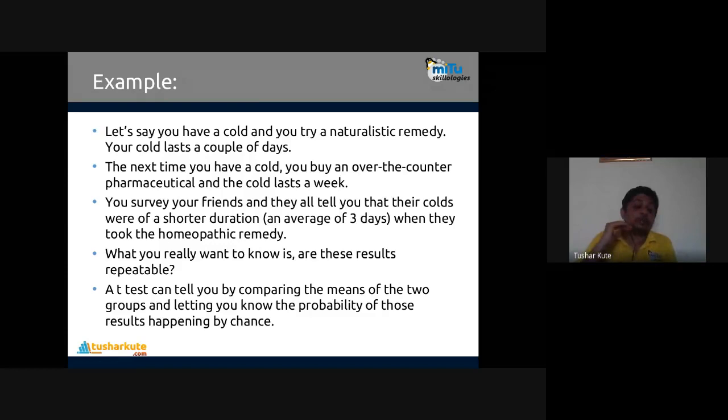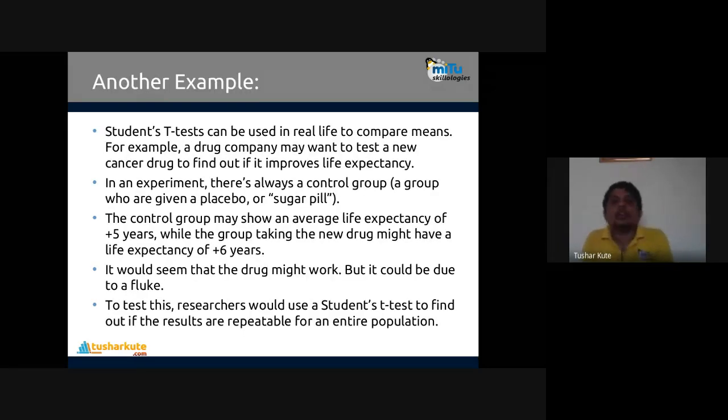The t-test will show you the probability of whether those results are happening by chance or not. If it is proved, then you can put forward your hypothesis and say, this is my hypothesis and this is the proof that it's correct. So you can either follow an Ayurvedic remedy, a pharmaceutical remedy, or a homeopathic remedy. Let's see another example.